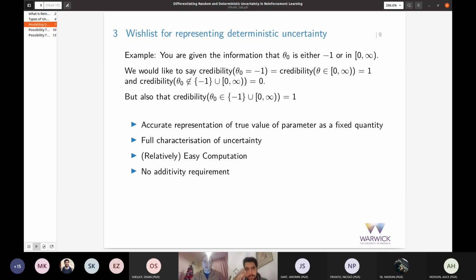Just to summarize, what we want from a representation of deterministic uncertainty is a faithful representation of the true value of the parameter as something fixed. It should give a full characterization of uncertainty. It should be relatively easy to compute and shouldn't have this additivity requirement that probability theory does.